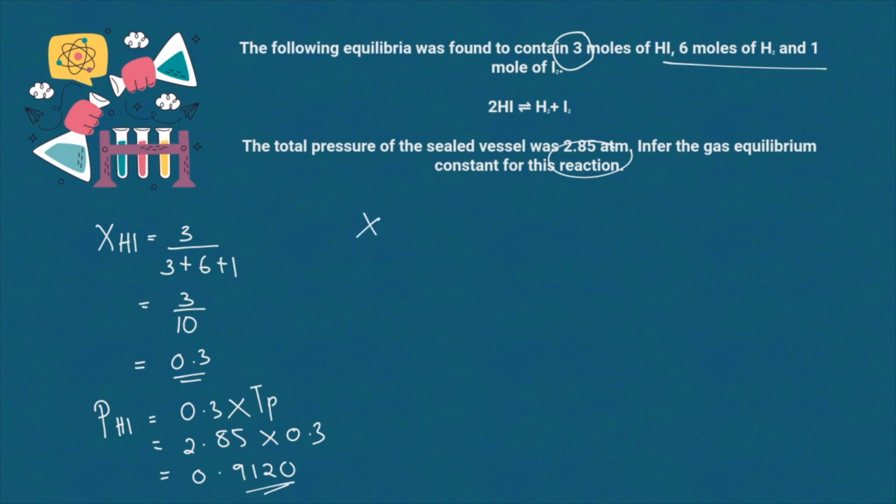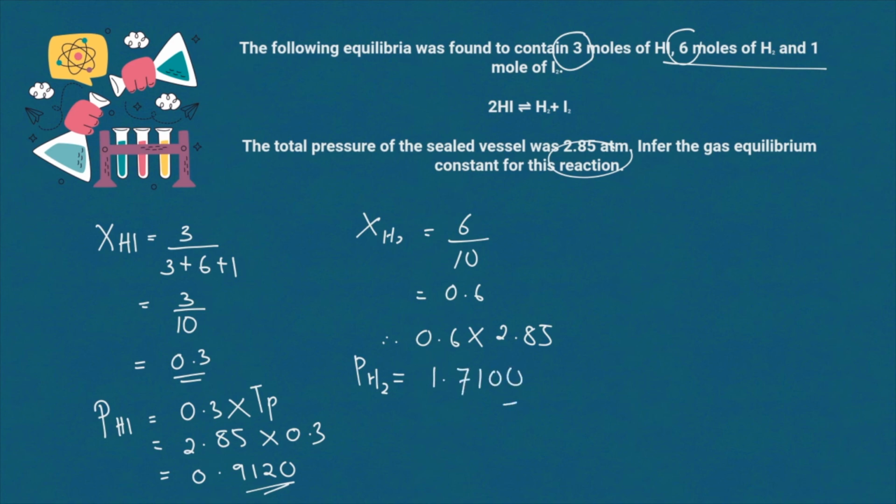So we are going to do the partial pressure for hydrogen gas. The mole fraction of hydrogen gas is 6 divided by 10, equivalent to 0.6. So 0.6 times the total pressure, 2.85, gives you the partial pressure for hydrogen gas, which is 1.7100.